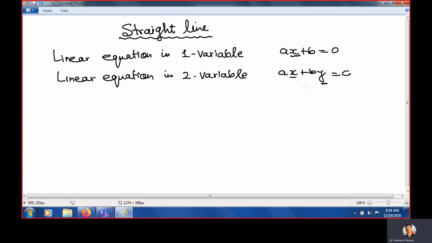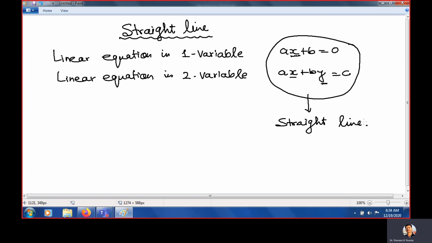Clear? Because if we have these equations, linear equations in one variable and linear equations in two variables, these linear equations have a graph named straight line. So if we have a linear equation in one variable, that is a straight line. If we have ax plus by, a linear equation in two variables, that is also a straight line.